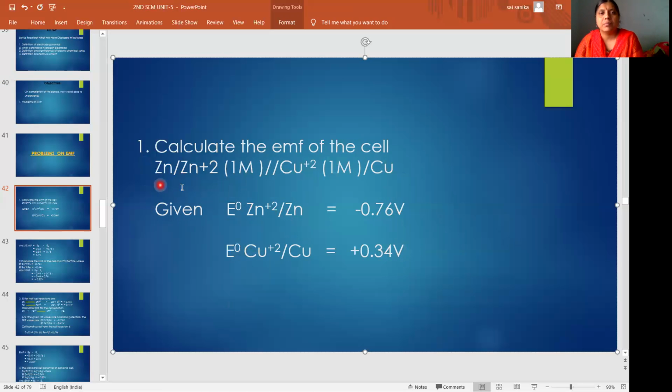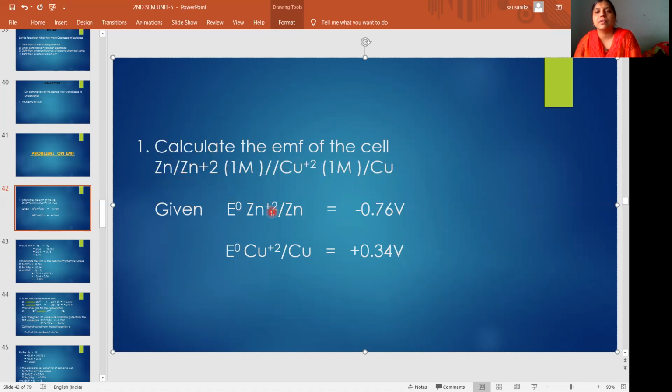By seeing this cell, you can identify which one is cathode and which one is anode. In this representation, the right hand side is the cathode and the left hand side is the anode. Always in a galvanic cell, the anode is on the left hand side and the cathode on the right hand side. Copper is on the right hand side, so copper is the cathode and zinc is the anode.